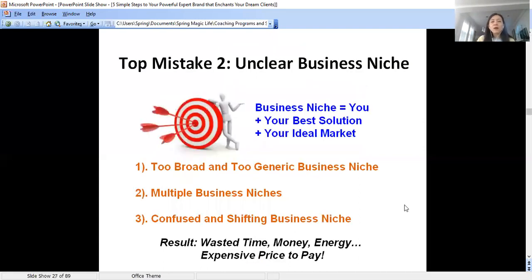And now we have the second top mistake for entrepreneurs. It's a huge, unclear business niche. I heard so many entrepreneurs, even some peers who work with me, I learned more like close stories from them. They were still struggling with either an unclear business niche or a split business niche. Some of them are working on too broad and too generic a business niche. And honestly, that's where I started as well.